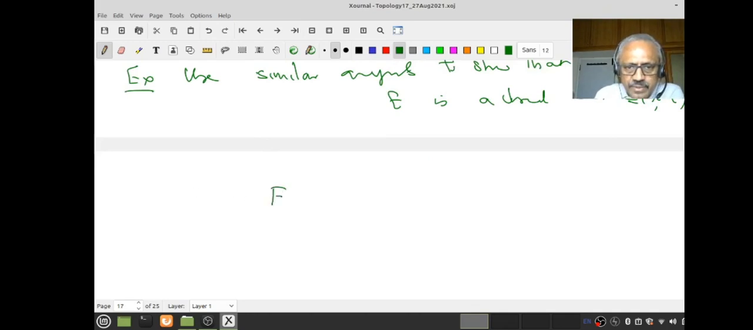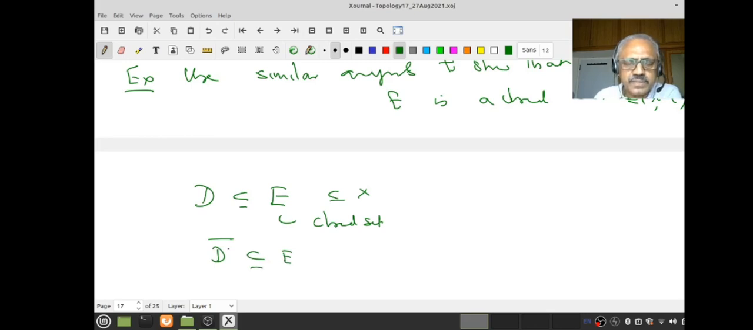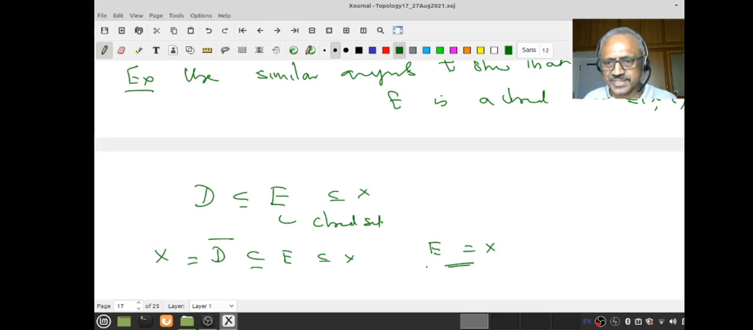Then now I know by assumption D is a dense set on which F and G coincide. Therefore, D is a subset of E, and E is a closed set, and this is a subset of X. Right? Therefore, since E is a closed set, D closure must be contained in E, because D closure is the smallest closed set containing D. But since D is dense, I know D closure is X, and this is contained in E. Therefore, what do I conclude? E equals X. That means for every x in X, Fx equals Gx.